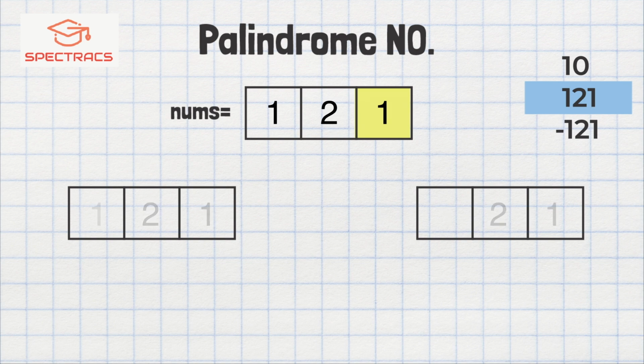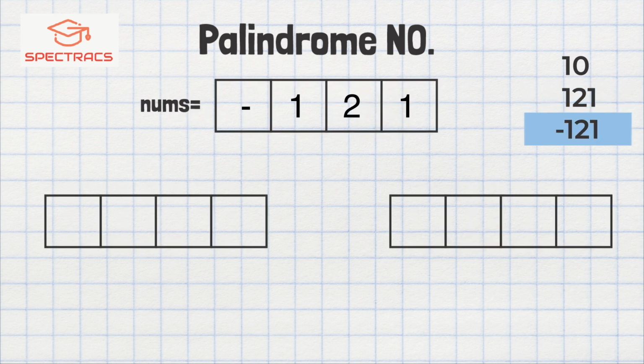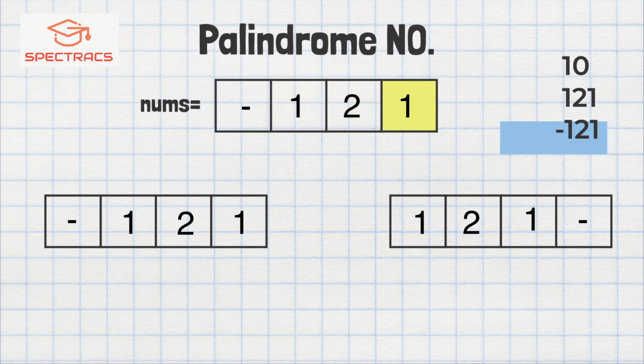We'll also check for minus 121. Here it starts with minus, so minus goes to the solution arrays as shown, followed by 1, followed by 2 and followed by 1. As you can see, it would be a palindrome if minus was not taken into consideration. So I hope you all understood what is a palindrome.